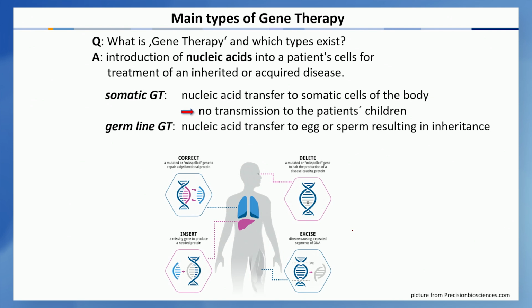We differentiate between somatic gene therapy and germline gene therapy. Somatic gene therapy, of course, deals with somatic cells where you introduce nucleic acids, and the most important thing to recognize here is that there's no transmission to the patient's children. That's an important hallmark. Germline gene therapy would lead to transmission to the children of the patient, by introducing the nucleic acid into an egg or sperm, leading to inheritance. That's something which is forbidden in most, if not all, countries.